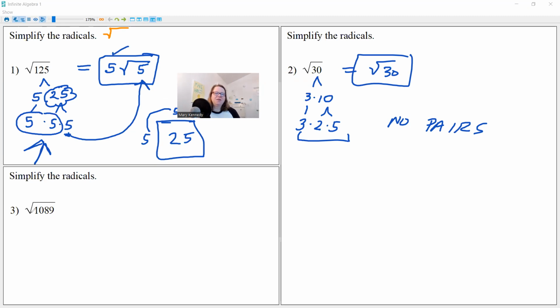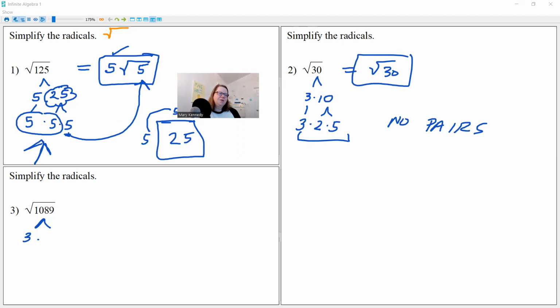Okay, let's do one more. 1089, square root of that. That's a big old number. It's not even. That's no fun. I can't divide by 2. Let's see if I can divide by 3. So if I add the digits, 1 plus 8 is 9, plus 9 is 18. Yeah, 18 divides by 9. So that means it'll divide by 9, and it'll divide by 3. So we could do it either way. I was thinking of 3, so we'll do it like that.